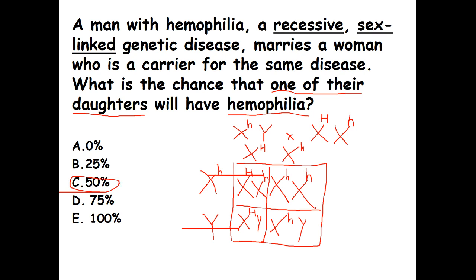Can you see that? But if I change the question and ask, what is the chance that one of the offspring will have hemophilia? Then you will say 50% because it's 2 out of 4, right? But you will look at the squares differently. So you need to be careful about what is being asked in genetic questions. So good, 50% is correct.